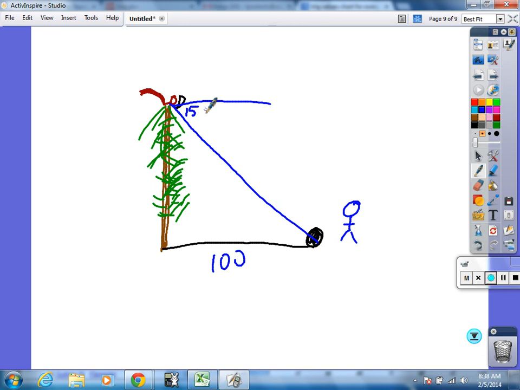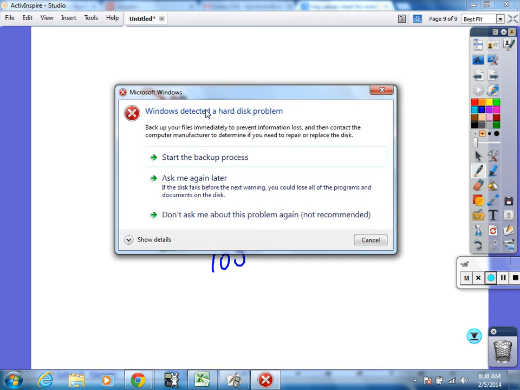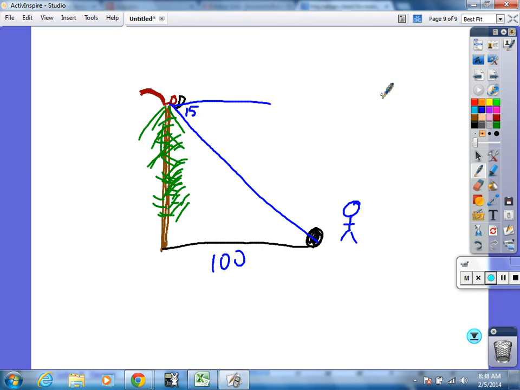Why that's the angle of depression? Okay? So 15. So therefore, how much is this right here? Well, this would be a 90 degree angle, right? So this is 75 right here. Does everybody understand how that's 75 if your angle of depression is 15?